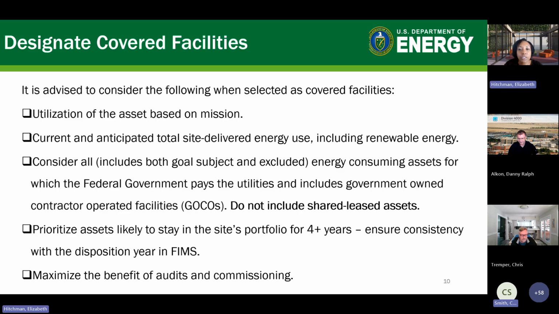So designating covered facilities. This is the first area of implementation that we're covering today. The utilization of the asset is based on mission. Obviously, mission is the most crucial part of anything that we do here at DOE. So whatever you're doing with that asset is based on your mission. Consider current and anticipated total site delivered energy use, including renewable energy. So consider all goal subject and excluded energy consuming assets for which the federal government pays the utilities, and that includes government owned contractor operated facilities.